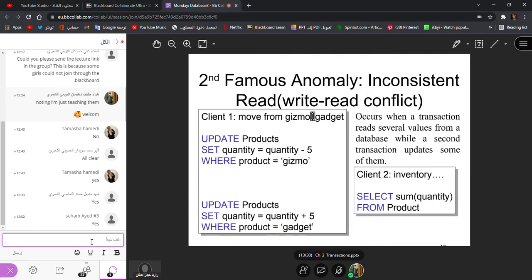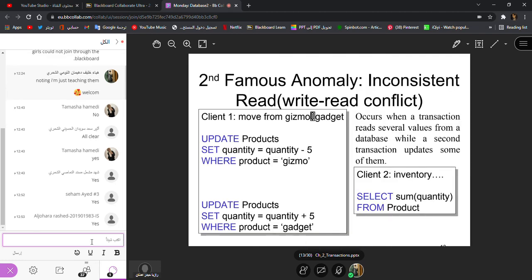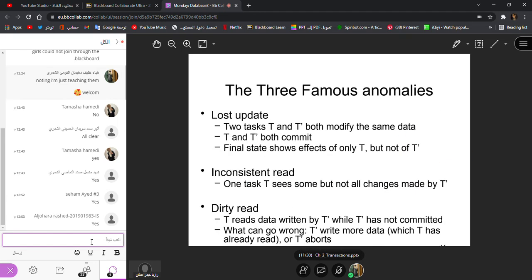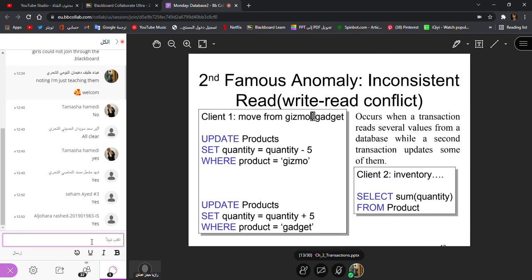Okay. So this is about the lost update, right? Then there is the inconsistent read. Inconsistent read is the second type of anomaly. And what it says: one task sees some, but not all, changes made by the other transaction. There are 2 transactions working in the system. Okay, transaction 1 and transaction 2, or user 1 and user 2.